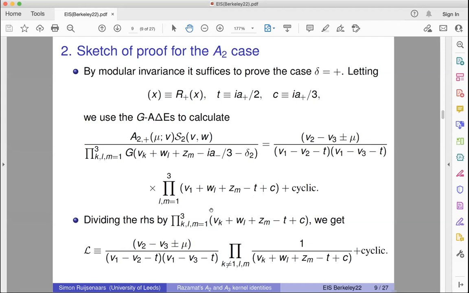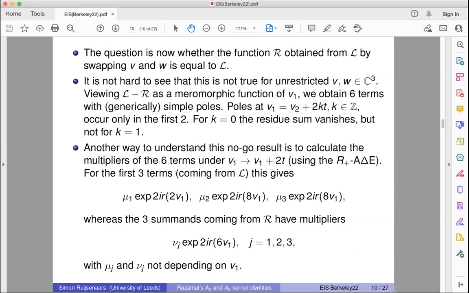Okay, now what do we do next? We want to divide this by this product so that we get the function L, where we can start looking at poles and residues. So this is what you get if you cancel some of these gamma functions. And then the whole question boils down to, is this function symmetric under swapping V and W?